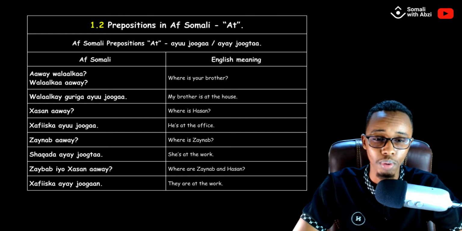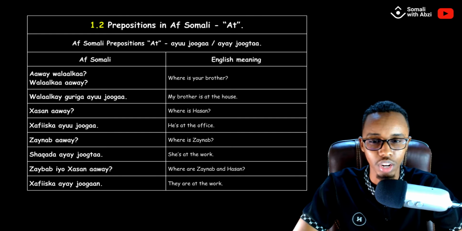Let's say we're going to say, my brother is at the house. "At" in Somali, we're going to use joga for masculine nouns and jogta for feminine nouns. So, ayuu joogaa for masculine, ayay joogtaa for feminine. Now my brother: walaalkay guriga ayuu joogaa. Then, if it's my sister, walaashay guriga ayay joogtaa.